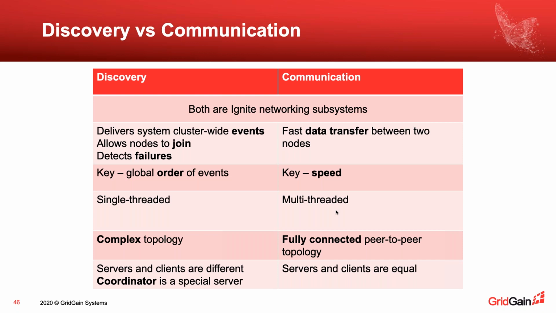In communication, it's all much simpler logically. All communication does is deliver data fast with multi-threaded processing using Java NIO as an underlying low-level framework, and it does so in a fully connected topology where all servers and clients are equal. And the complexity in communication actually lies only in how it is implemented to be as performant as it is.